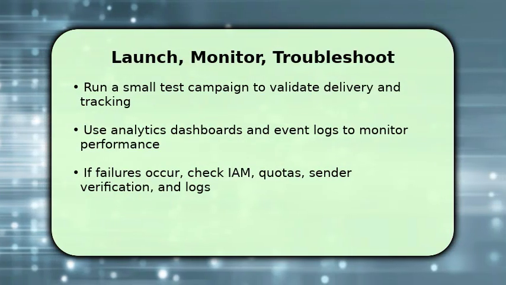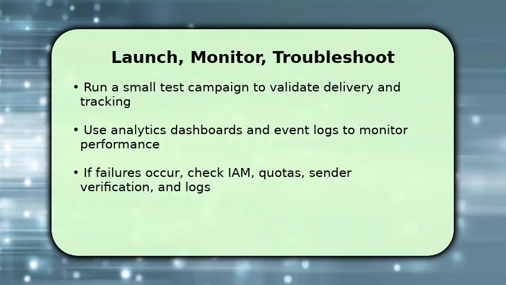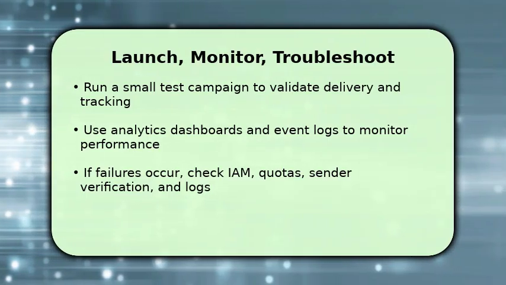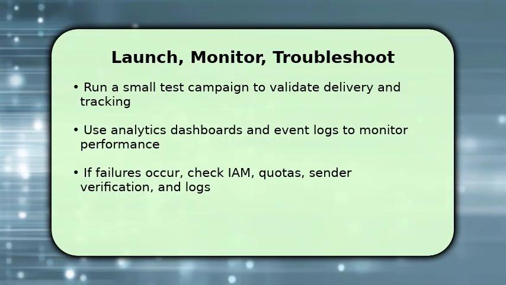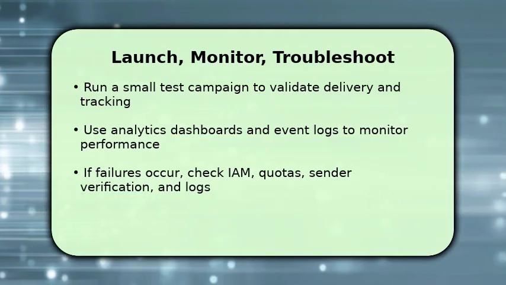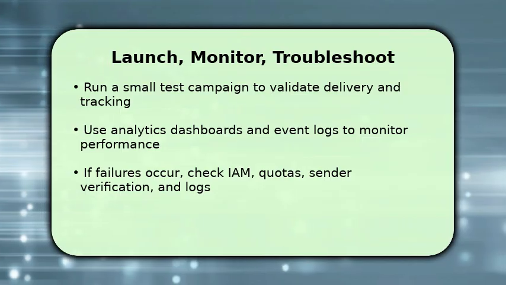Finally, run a targeted test campaign to validate delivery paths, links, and analytics. You should watch the dashboard and event logs in real time. These show delivery, open, and bounce rates and help you adjust content or throttling. When satisfied, scale campaigns incrementally while monitoring quotas and costs.